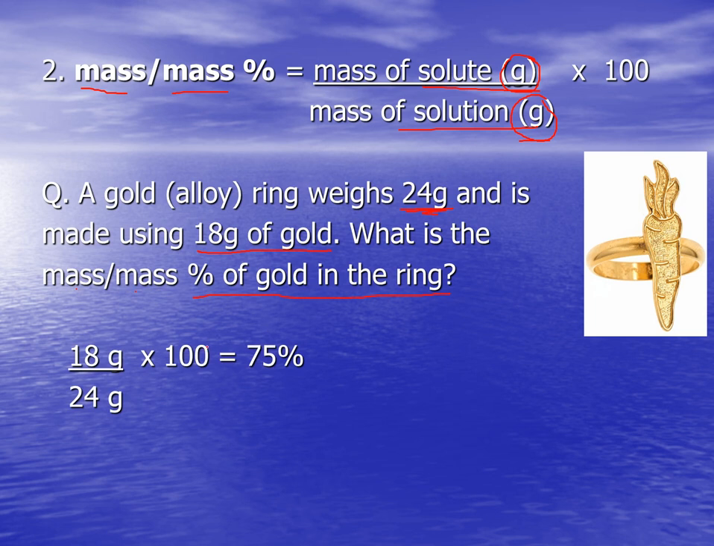Very simple again. You take the portion that is gold and you divide by the whole that is the ring in which the gold is in. In this case, the units do nicely cancel out, and we do still end up with a portion expressed as a percentage. So 18 divided by 24 times 100, this ring would be 75% gold, 25% other metals.